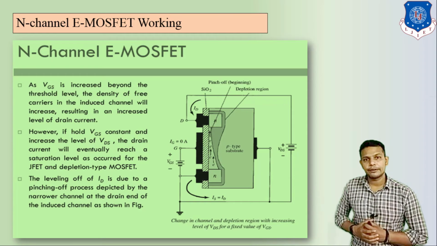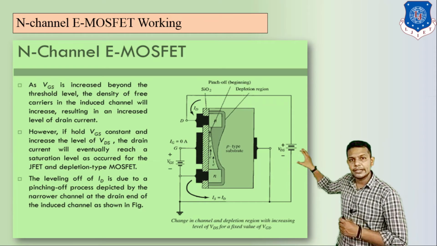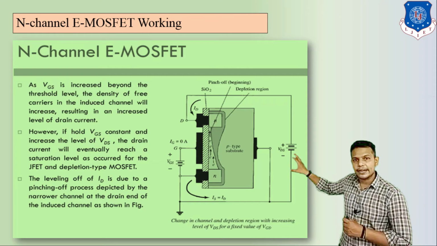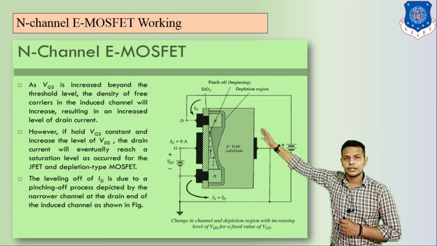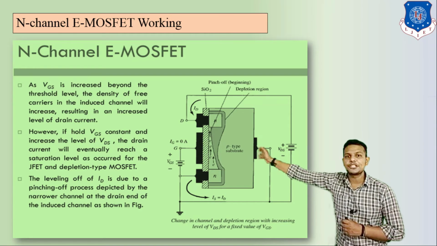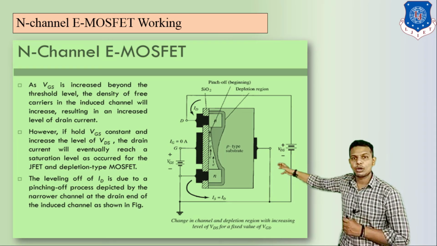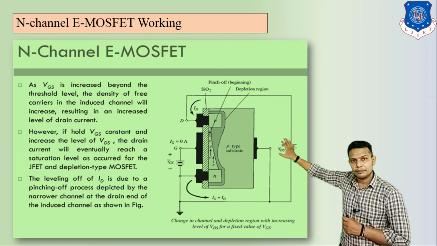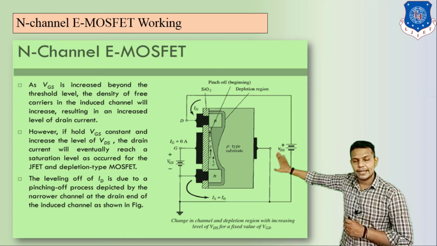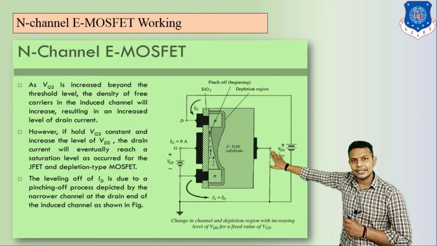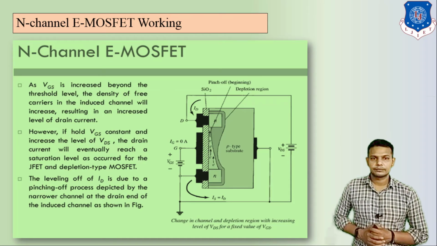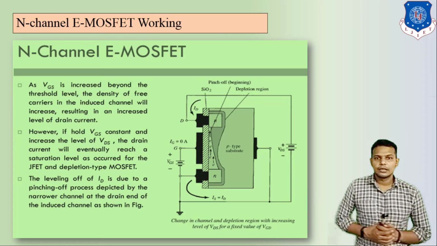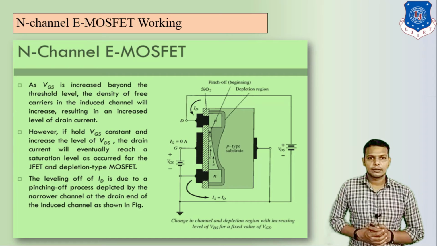Why is pinch off generated here? As we increase VDS, a depletion region is generated between the N channel and P channel, and the number of electrons begins to decrease. That's why the channel is reduced. We can see this in the figure diagram. So this is the drain current which is going to decrease.